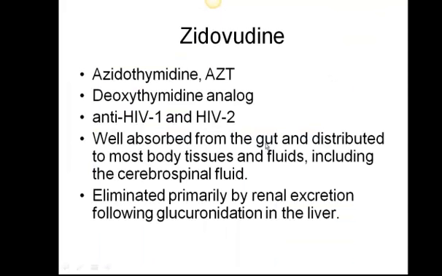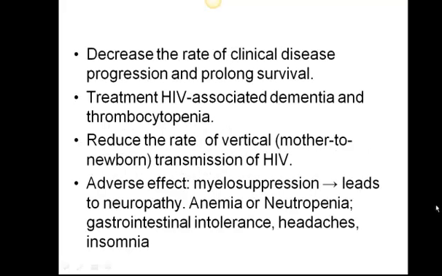So these molecules move from the gut to the body tissues and fluids, including cerebrospinal fluid. And they're eliminated predominantly by renal excretion following metabolism in the liver. So they have glucuronic acid that would get incorporated into the molecule, help make it more soluble so that it could be excreted in the urine. So these types of drugs, these nucleotide reverse transcriptase inhibitors, will decrease the rate of the clinical disease progression, and they prolong survival times for patients that are infected with HIV.